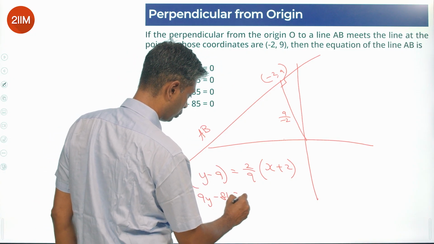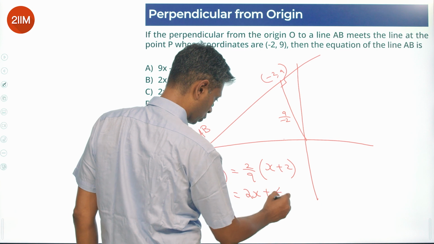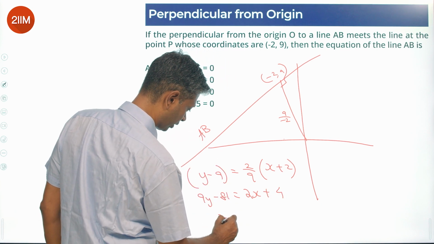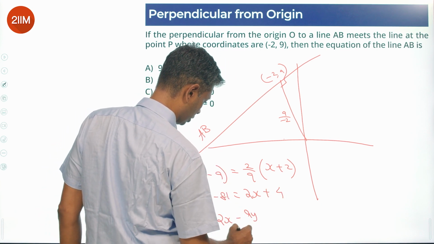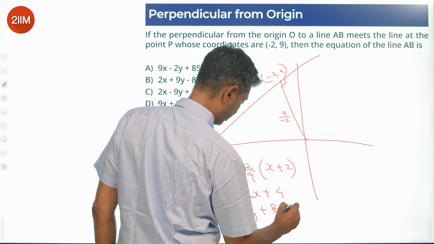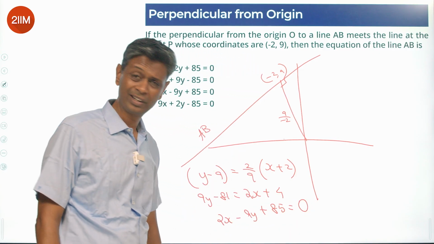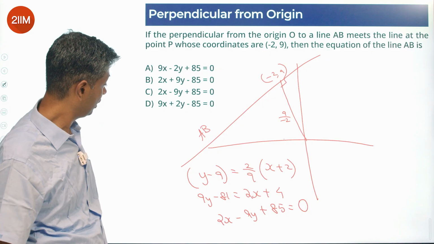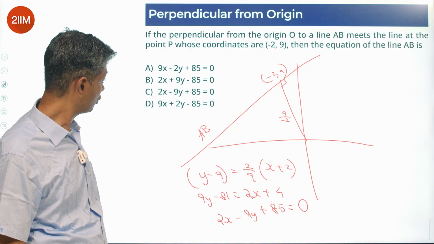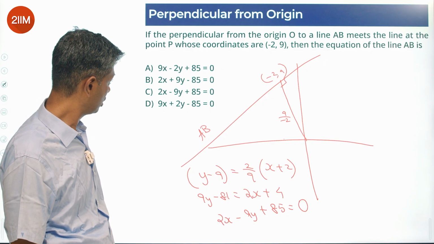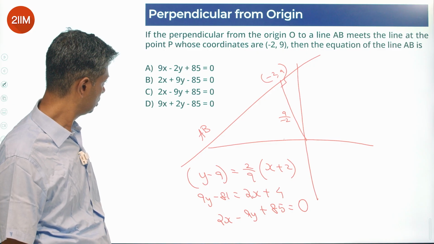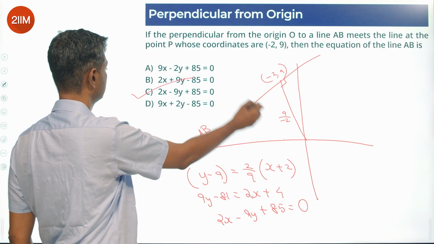9y minus 81 is 2x plus 4. 2x minus 9y plus 85 equal to 0, or 2x minus 9y is minus 85. 2x minus 9y plus 85 is here. Yes, here.